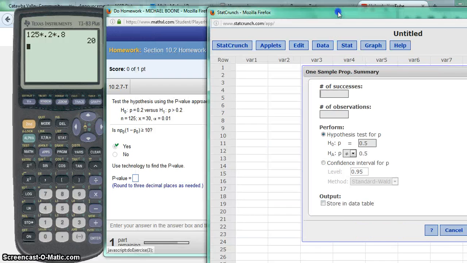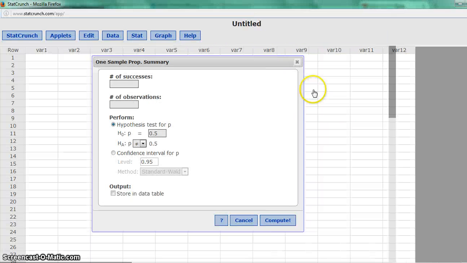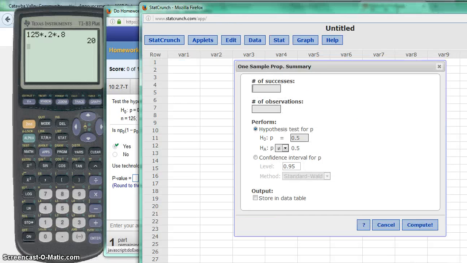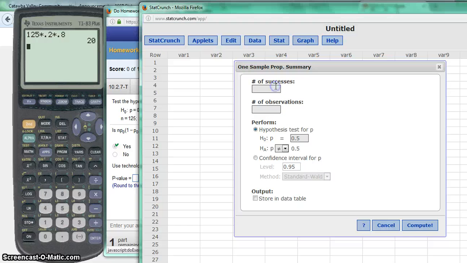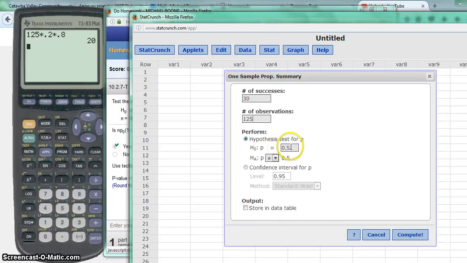So looking back at the question, we know the sample size is 125 and we had 30 successes. So 30 successes, sample size is 125, and we're doing a hypothesis test. The null hypothesis was that it's 0.2, and we're seeing if it's greater than 0.2. So all this information is given to us. Later on we'll have to figure out if it's greater than or less than, but right now we just type this in and it'll give us a p-value.